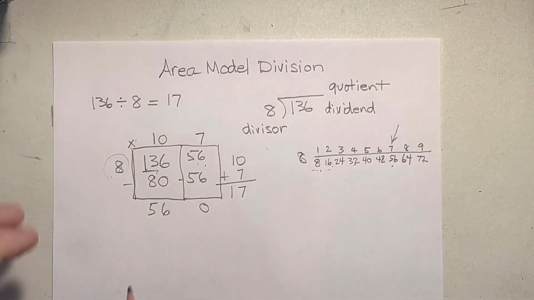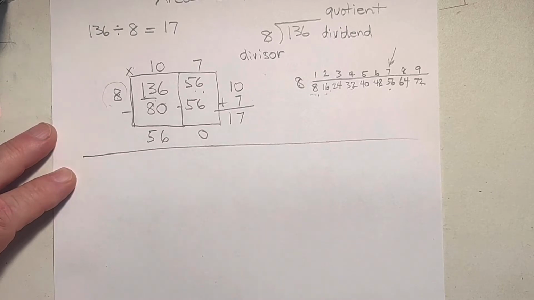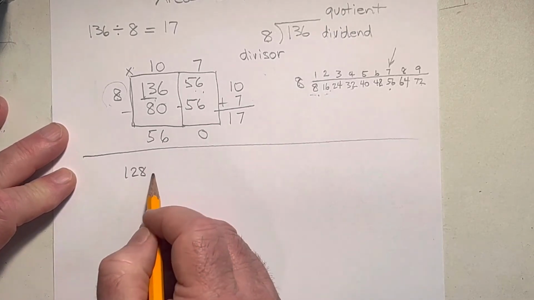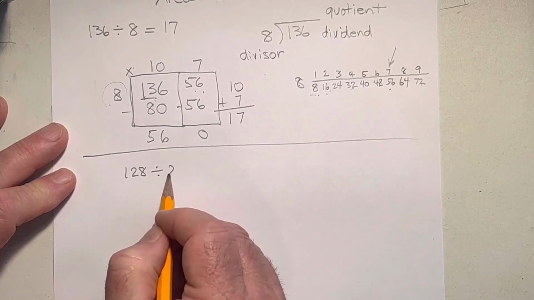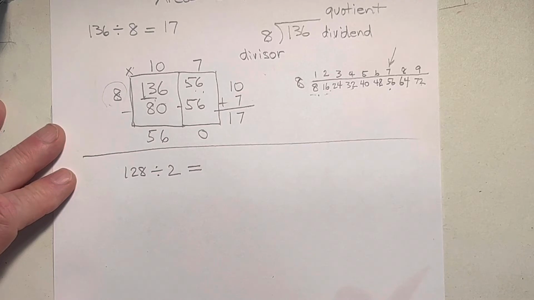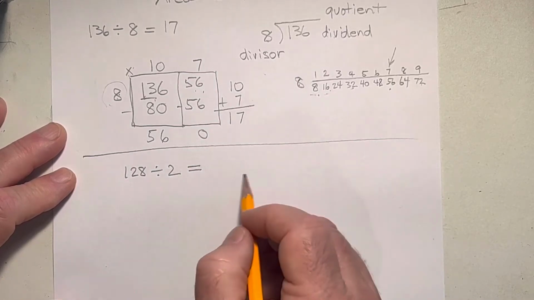Let's do another one. I'm going to give you a sample problem, and let's see if you can do it real quick. Let's do 128 divided by 2. Stop the video and you do this problem. Then start it again when you want to see how to do it. Now, here's how we do it.